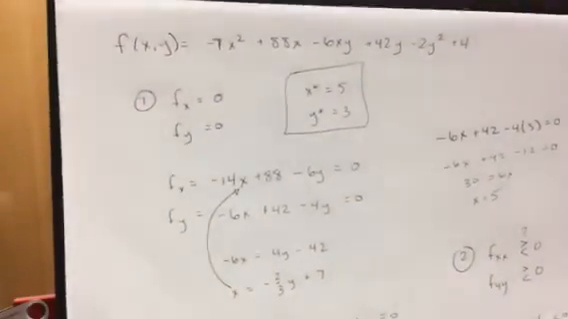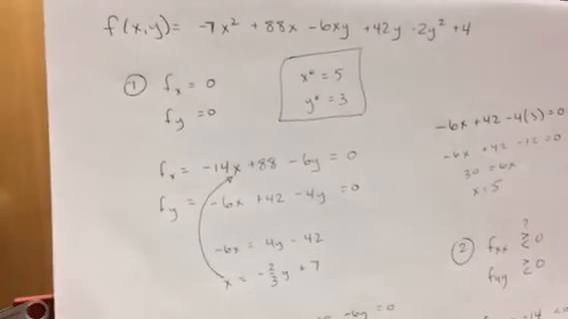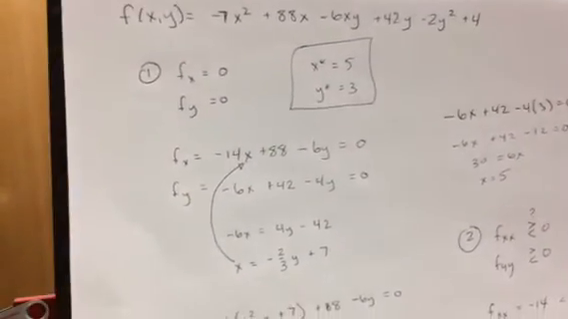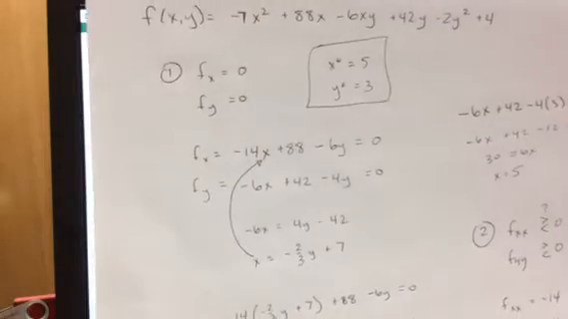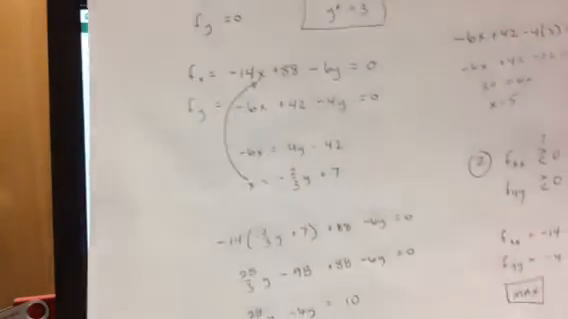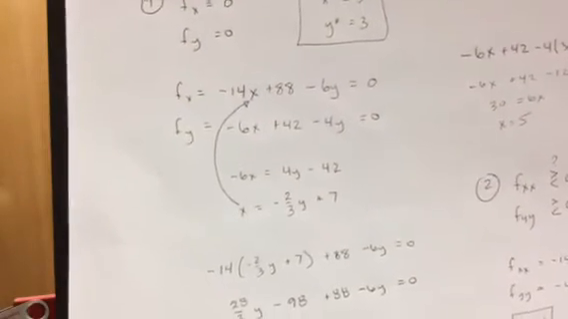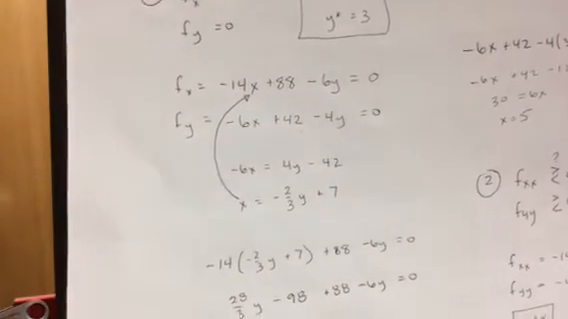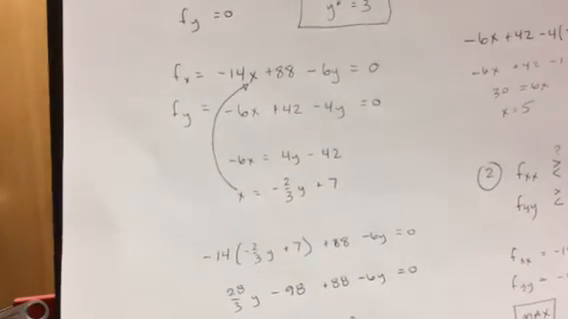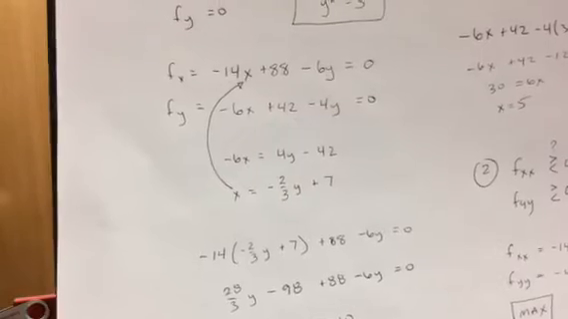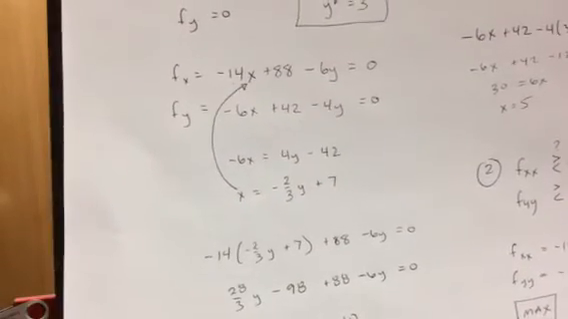All right, so we want to optimize this function. We don't know if it's a maximum or minimum, concave or convex. So our first order condition is set each partial derivative equal to 0. That's when we get these two equations: negative 14x plus 88 minus 6y equals 0, and the second equation from our partial derivative with respect to y, negative 6x plus 42 minus 4y equals 0.